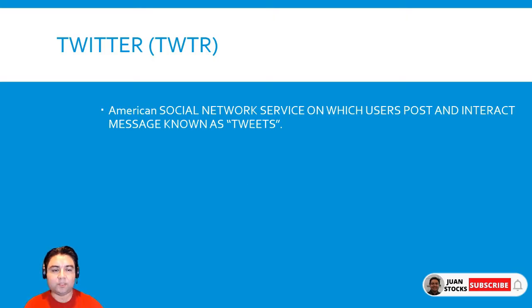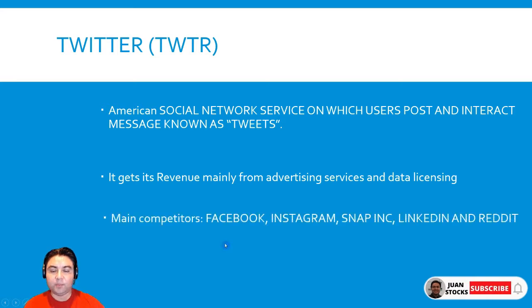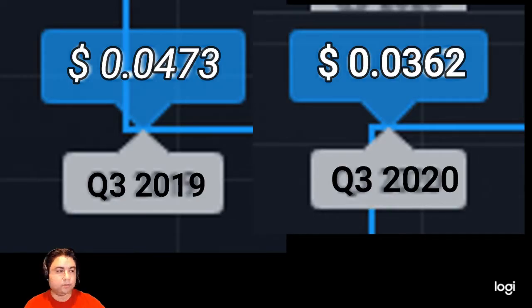Okay, so Twitter, it's an American social network service on which users post and interact with messages known as tweets. Also, it gets its revenue mainly from advertising services and data licensing. The main competitors we have are Facebook, Instagram, Snap Inc., LinkedIn, and Reddit. Okay, so let's jump into the numbers.